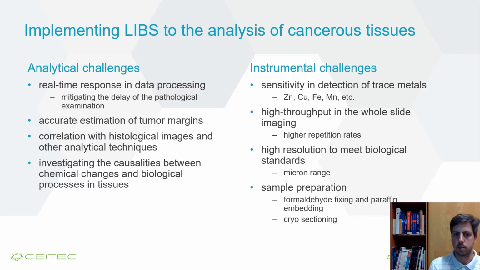The correlation of histological images with other analytical techniques and also with the LIBS elemental maps is very important as well. And then the causalities that are beyond the biological processes and are connected to chemical changes in soft tissues. This is another key part of the research.